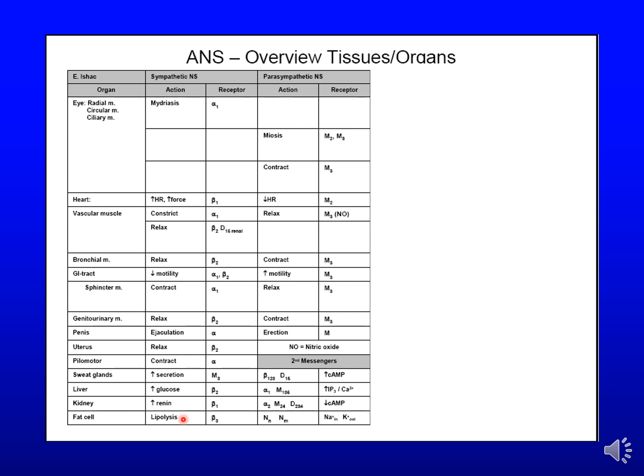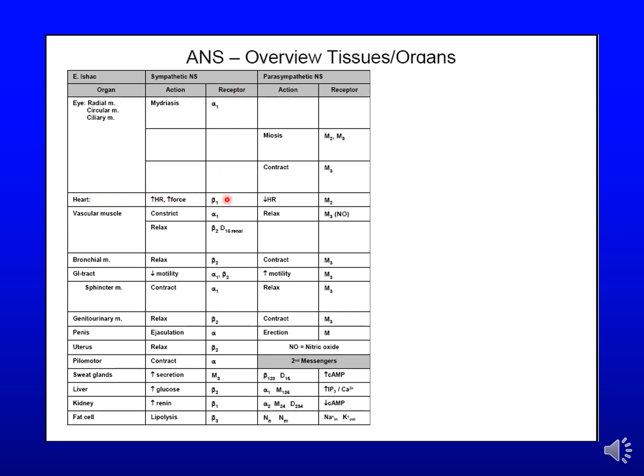So this table summarizes the effects on the previous slide as well as adding these effects. Now this table is very important as well in showing the mechanism of action by which the sympathetic nervous system and parasympathetic nervous system produce their effects, and what type of receptors or subtypes are responsible for producing these effects.